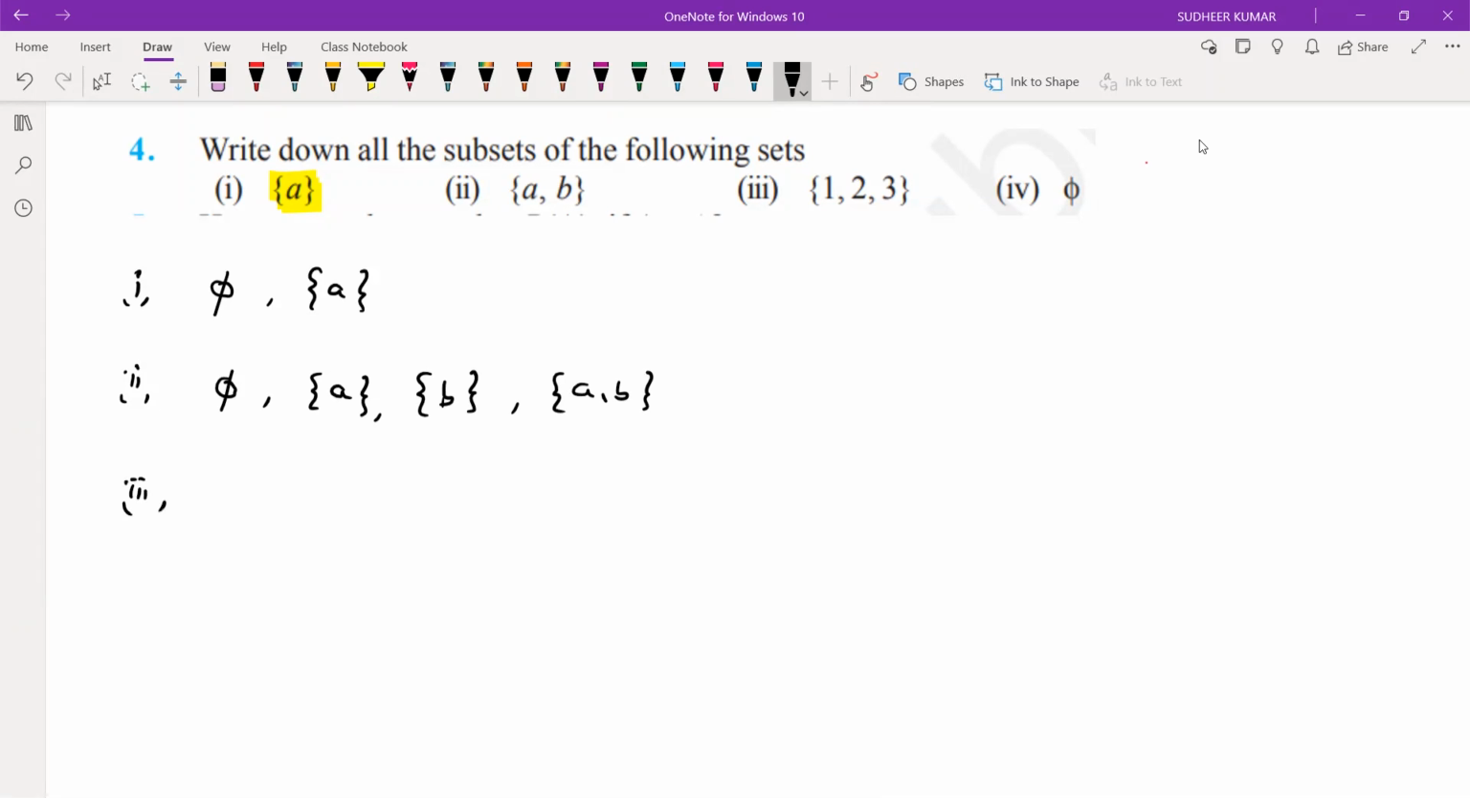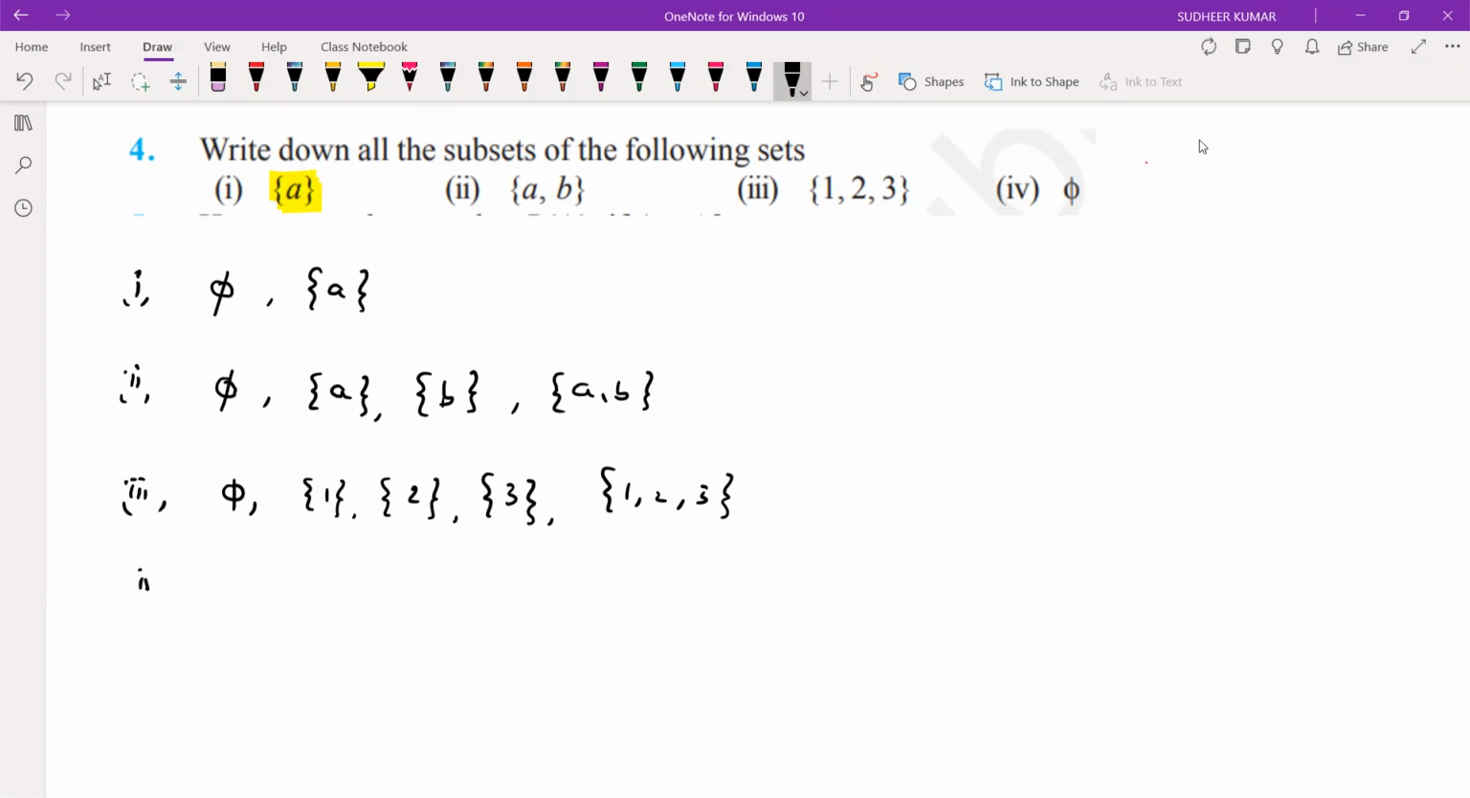What are the subsets of the third one? The subsets are: the empty set, {1}, {2}, {3}, {1, 2}, {1, 3}, {2, 3}... {1, 2, 3}. That's it.